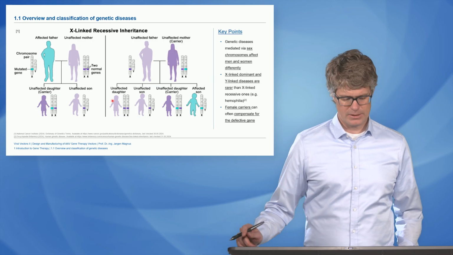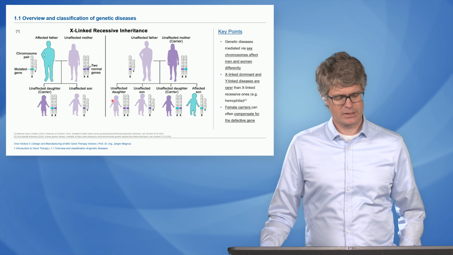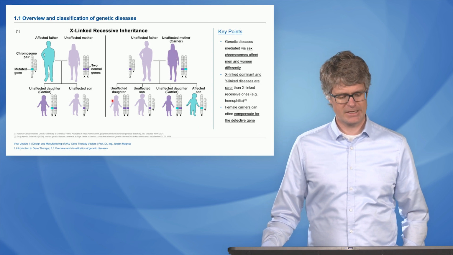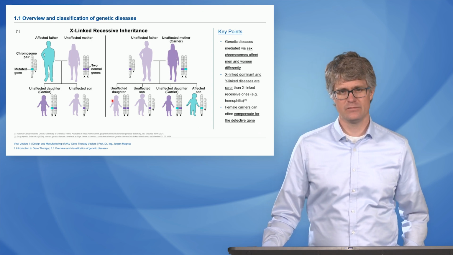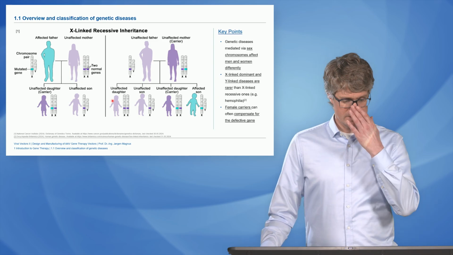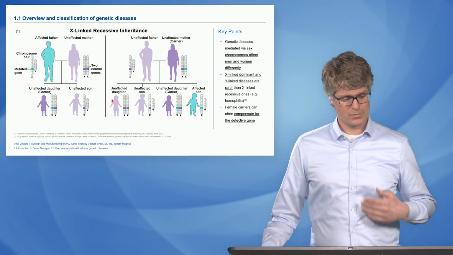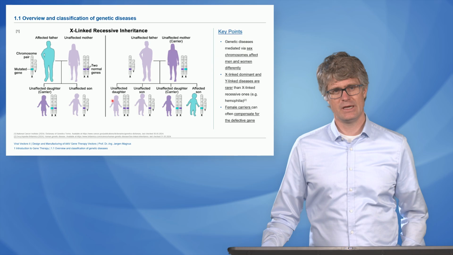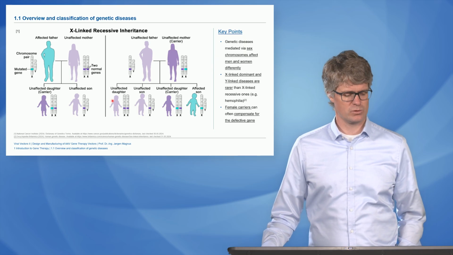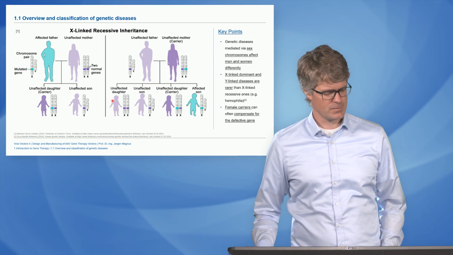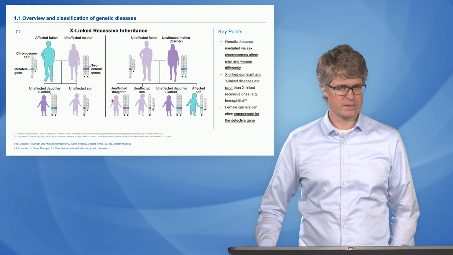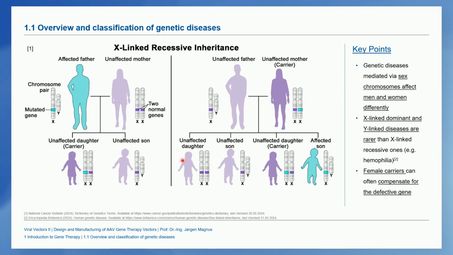And then looking a little bit more closely at a special case of monogenic diseases, which are the X-linked recessive monogenic diseases. These are related to genes that are present on the X chromosome, but not on the Y chromosome. And in that case, if we look at the left-hand side of this slide first, we see an affected father that has a mutated gene on one X chromosome. Men, of course, only have one X chromosome and one Y chromosome.